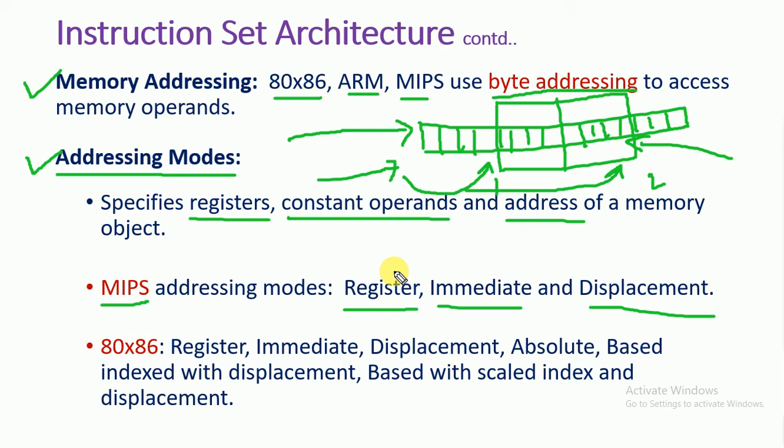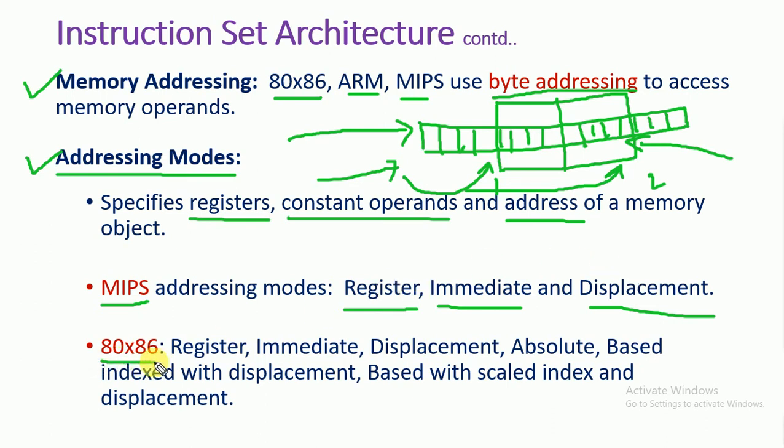Register addressing mode, where we use registers. Immediate addressing mode, where we use some immediate value along with the register. Displacement, where along with the register we also specify the offset or displacement for getting the exact location of a particular data. For getting the exact location of a particular data, we use additional displacement information.